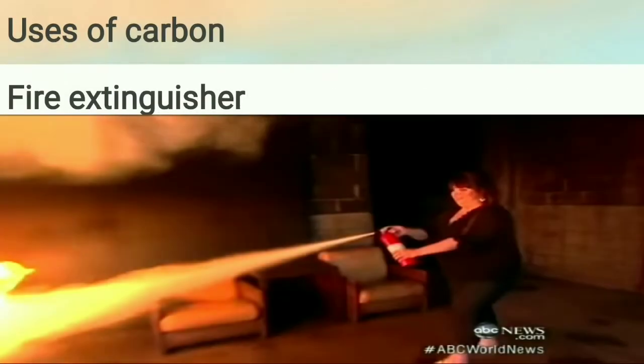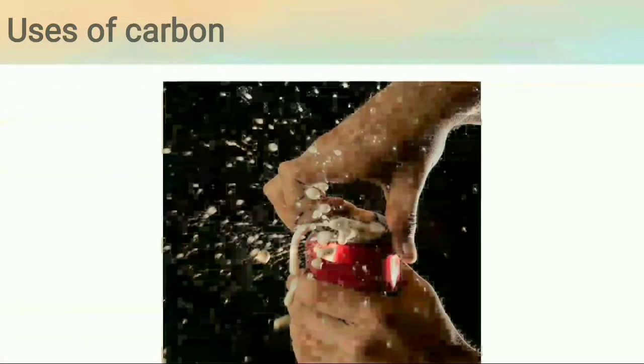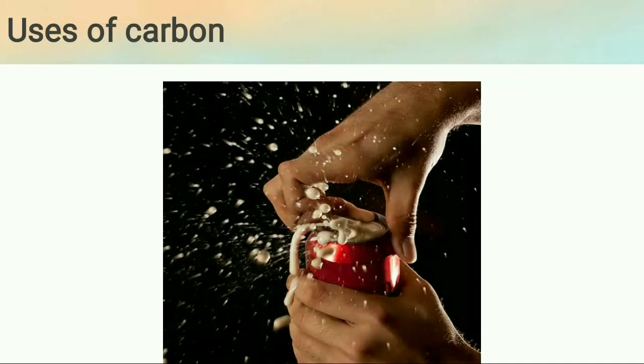Now, uses of carbon dioxide. Carbon dioxide is used to extinguish, that is, put off fire. As carbon dioxide does not support combustion or burning, it is used to stop fire. Then when we open a cold drink or soft drink bottle, the gas released is carbon dioxide. It gives a strong taste to the soft drink.